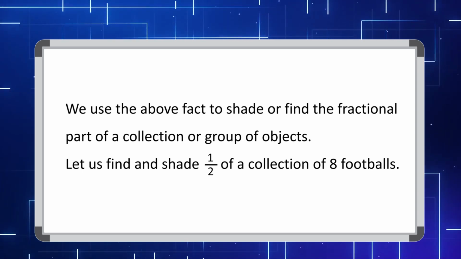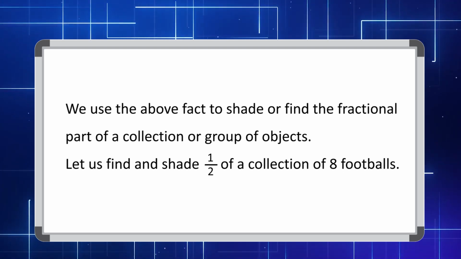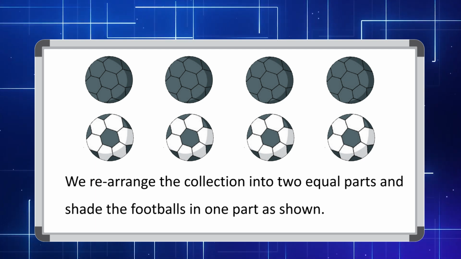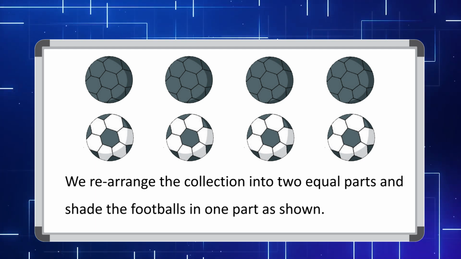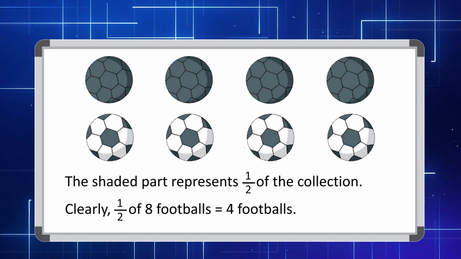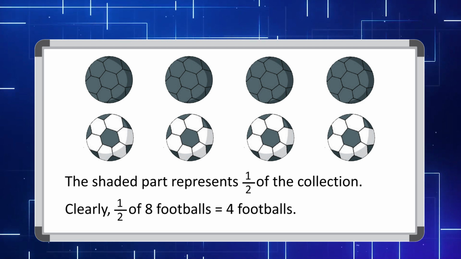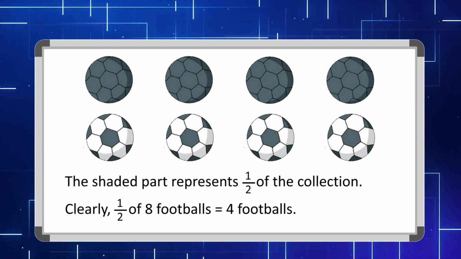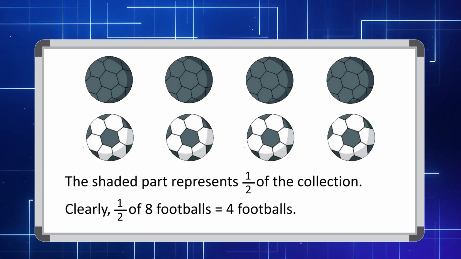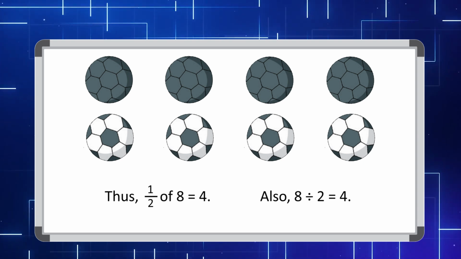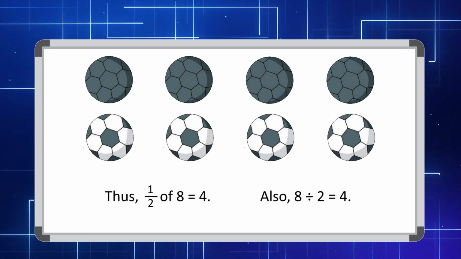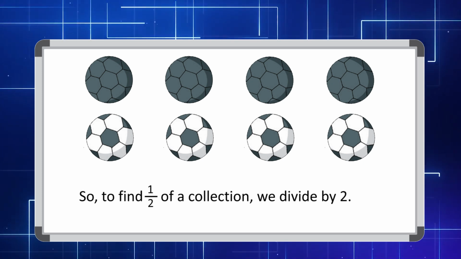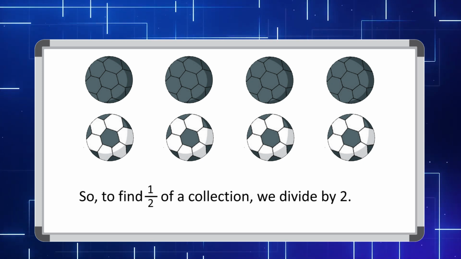Let us find and shade 1/2 of a collection of 8 footballs. We rearrange the collection into 2 equal parts and shade the footballs in one part as shown. The shaded part represents 1/2 of the collection. Clearly, 1/2 of 8 footballs is equal to 4 footballs. Thus, 1/2 of 8 is equal to 4. Also, 8 divided by 2 is equal to 4. So, to find 1/2 of a collection, we divide by 2.